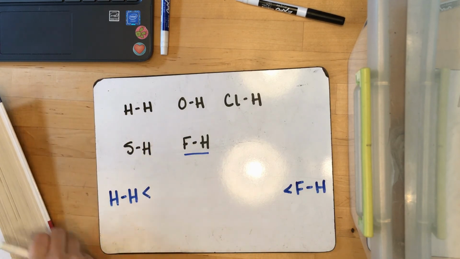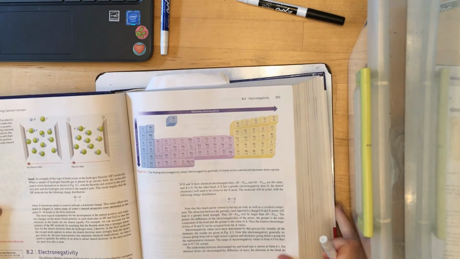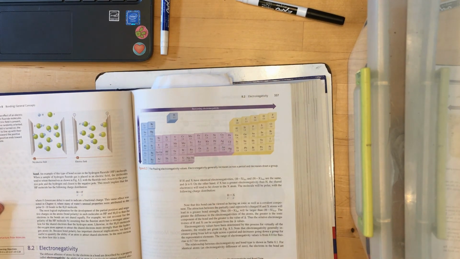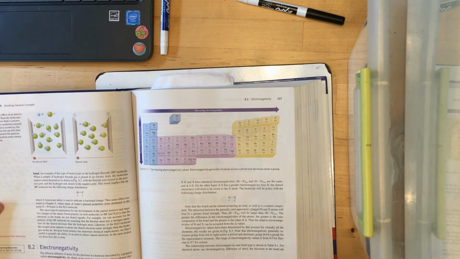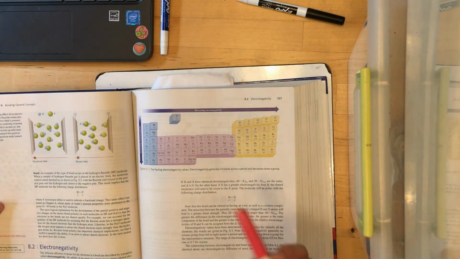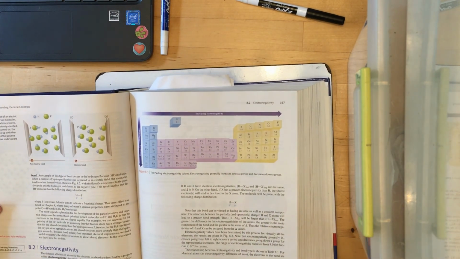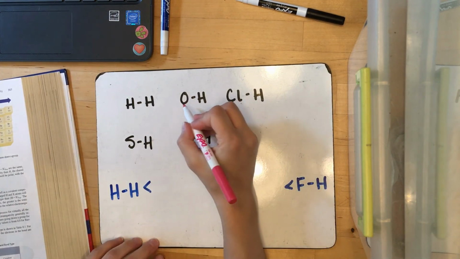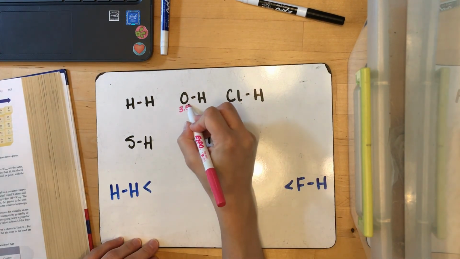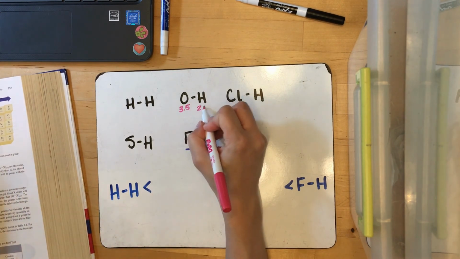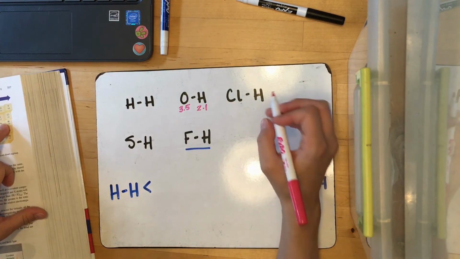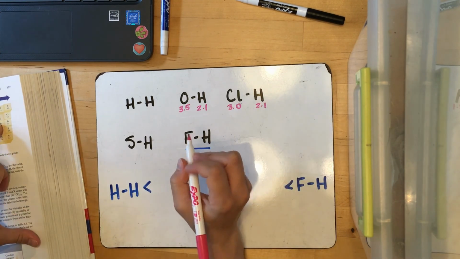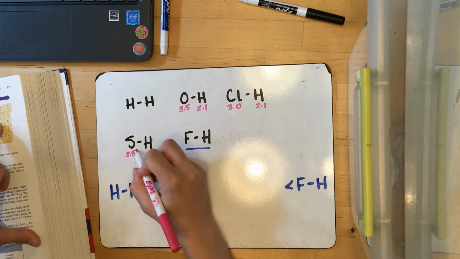So we look at our periodic table in the book. This is on page 357, and we can find the elements that we're dealing with. So we look up each element and then we'll subtract their electronegativities to find the difference. So oxygen has an electronegativity of 3.5 and hydrogen is 2.1. Chlorine is 3.0 and sulfur is 2.5.